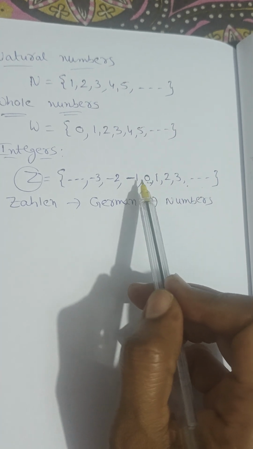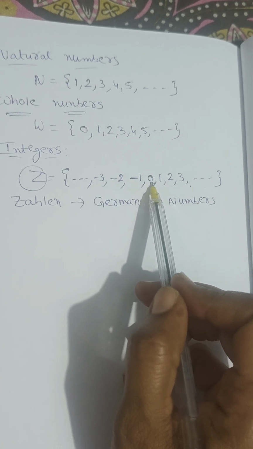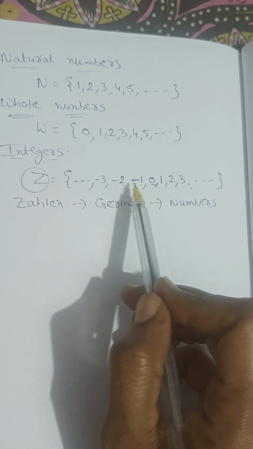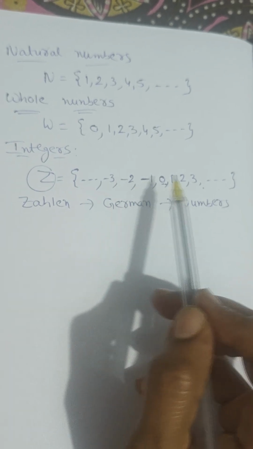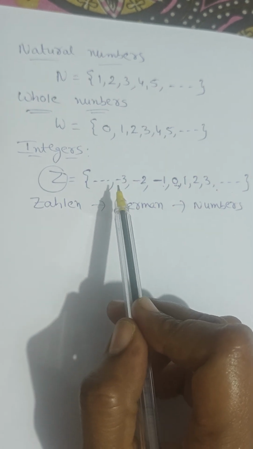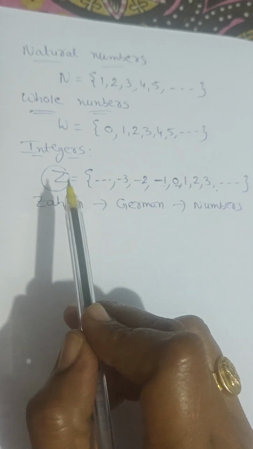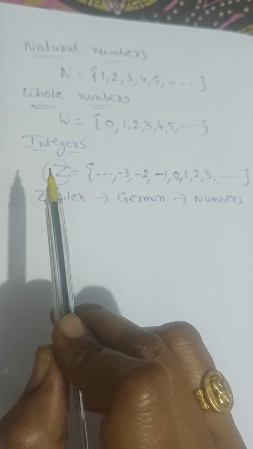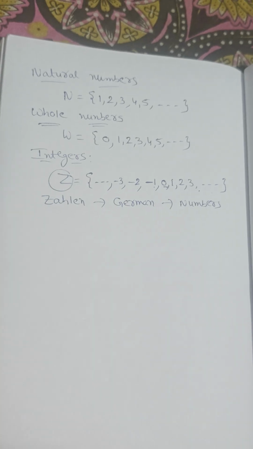Here, what is the smallest one? -1. When compared to 0, -1 is small. When compared to -1, -2 is small. When compared to -2, -3 is small. Still we have so many numbers. So, we cannot say what is the smallest integer.